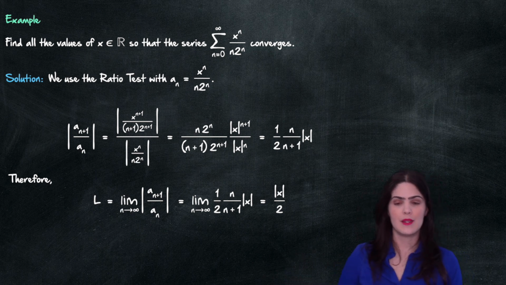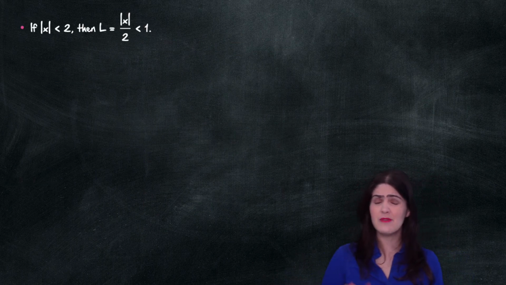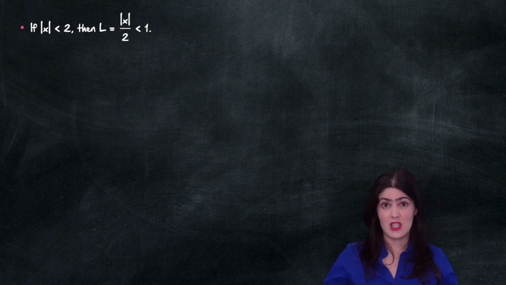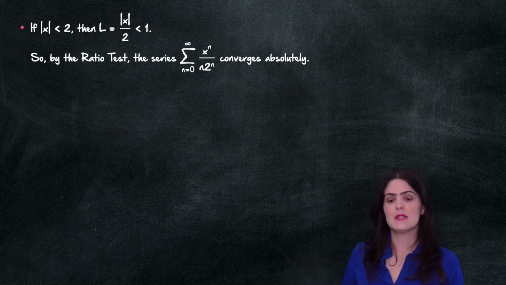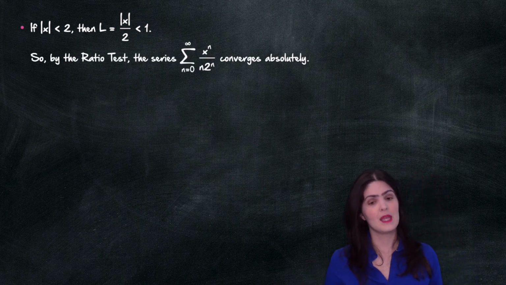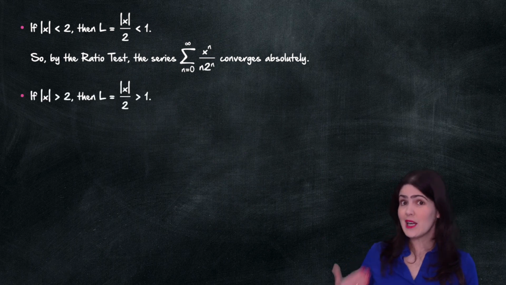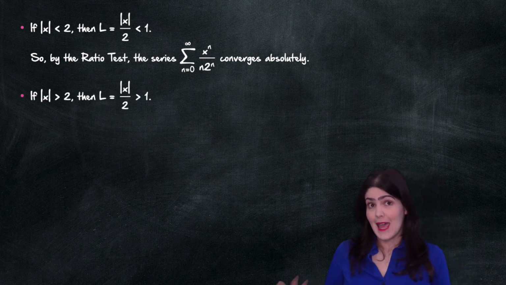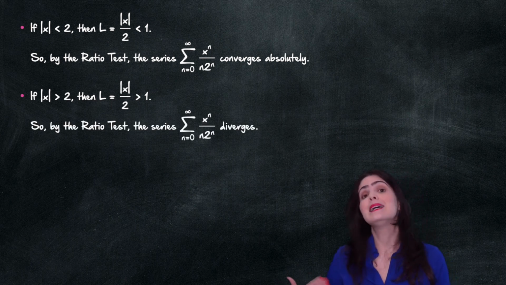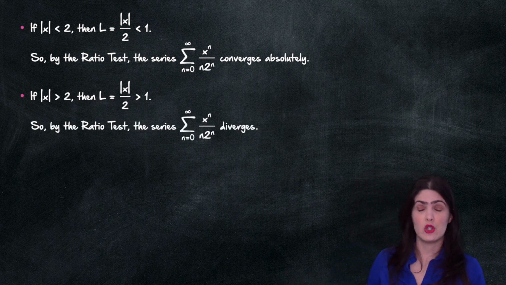So let's take a look at this. If the absolute value of x is less than 2, then L, which is the absolute value of x over 2, is strictly less than 1. And that tells me by the ratio test that the series converges absolutely. If the absolute value of x is strictly greater than 2, then L, which is the absolute value of x over 2, is strictly greater than 1, and the ratio test tells me that my series diverges.